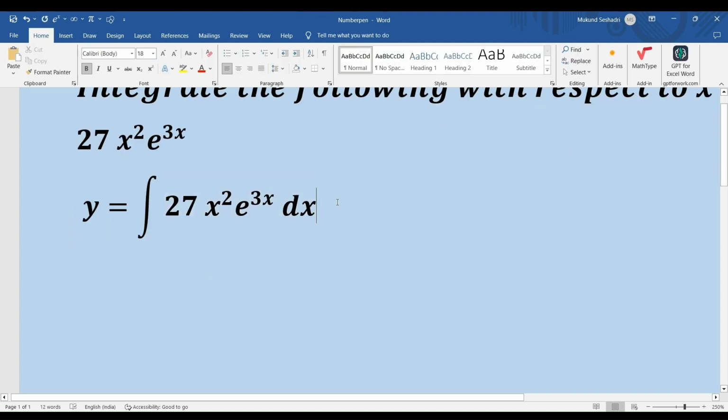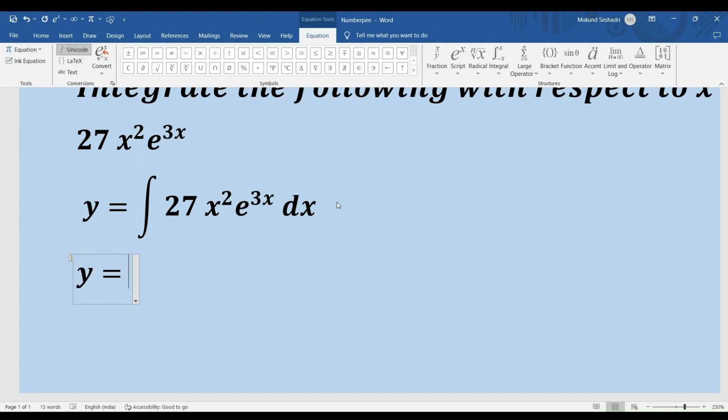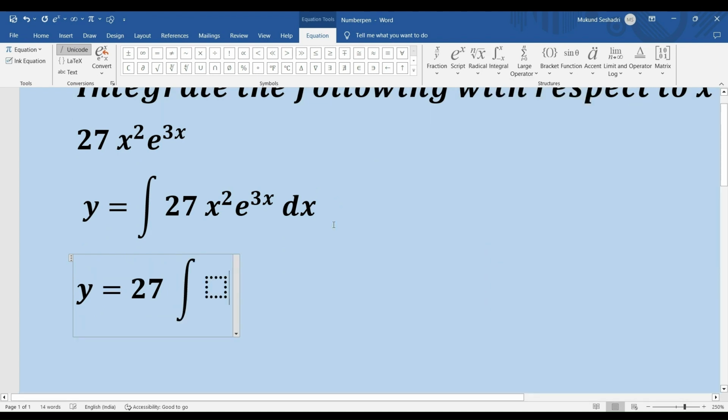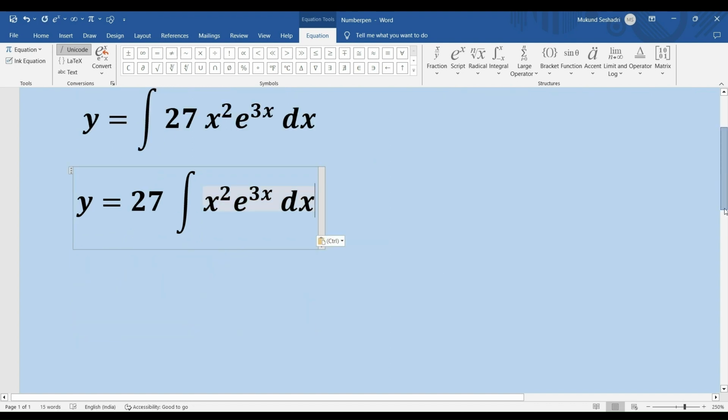That's my y. Now I know that 27 is a constant, so I can pull out the 27 in the given expression. So I can rewrite my y as 27 times integral of x square into e to the power 3x dx, right? So for the next few minutes, we're going to deal only with integral of x square into e to the power 3x dx.